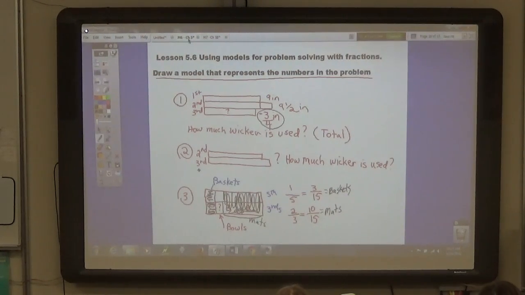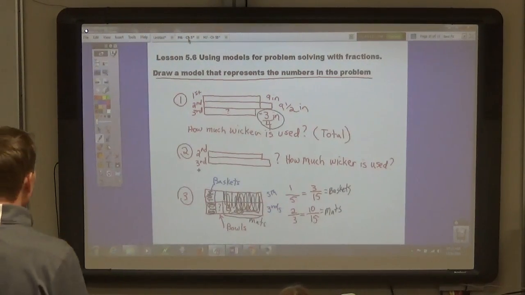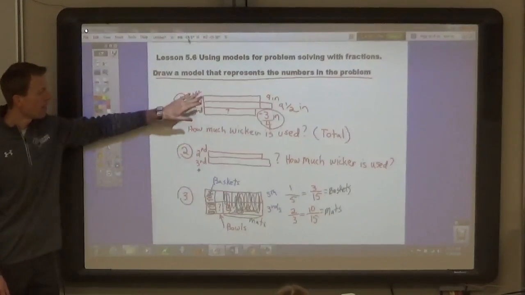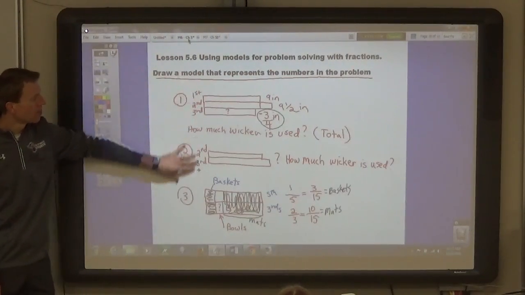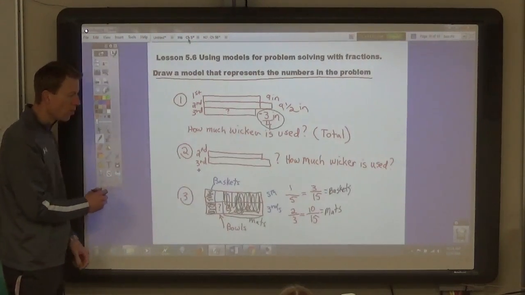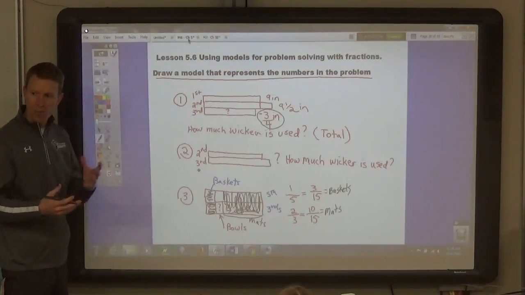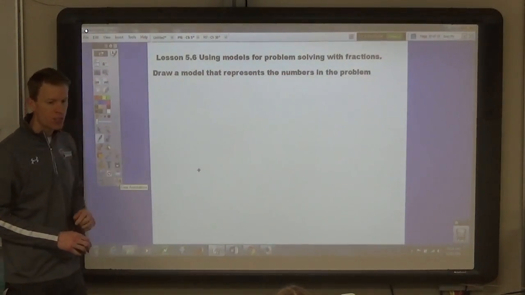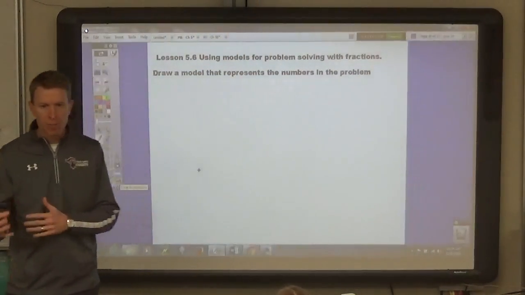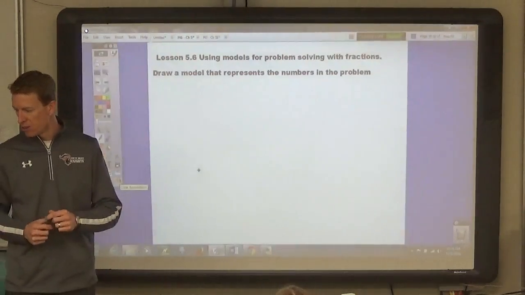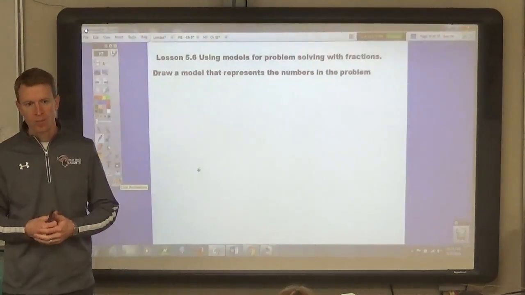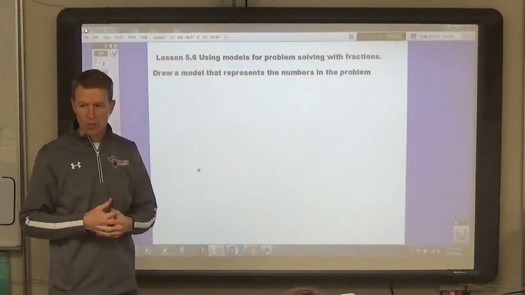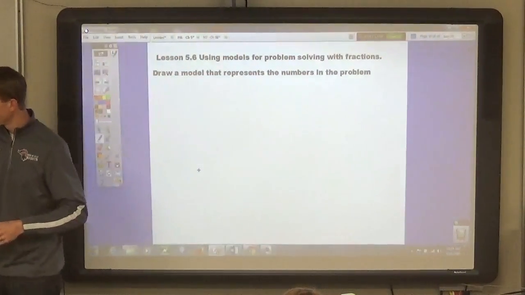Sixth graders, we're going to work on solving problems using models today. These are some examples that I gave you yesterday. So I'll work through these with you again to show you how the models can help you. Okay? Using models is a really important skill in solving problems. They help you to see what's happening in the problem so that you know that you're getting it correct.